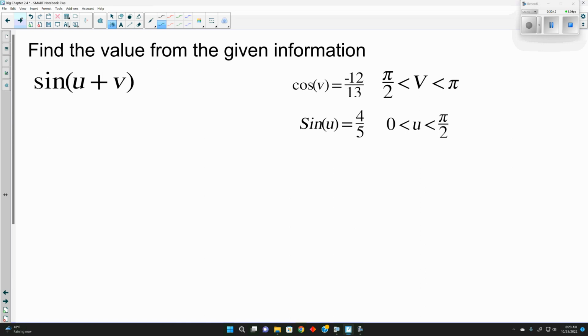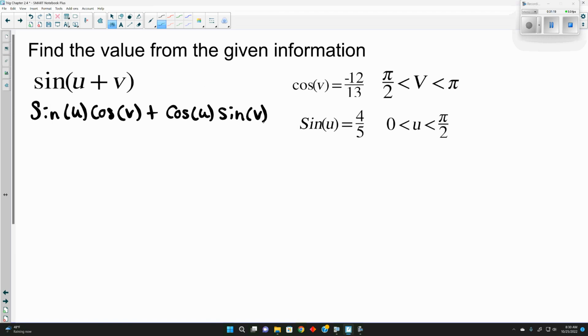Find the given value from the given information. Okay. So let's see what we know so far. So we're trying to find sine of u plus v, yes? In the general form, sine of u plus v is the same as sine of u cosine of v plus cosine of u sine of v, yes? So if I want to find out what sine of u plus v is, I need to find out what sine of u, cosine of u, sine of v, and cosine of v are, yes?